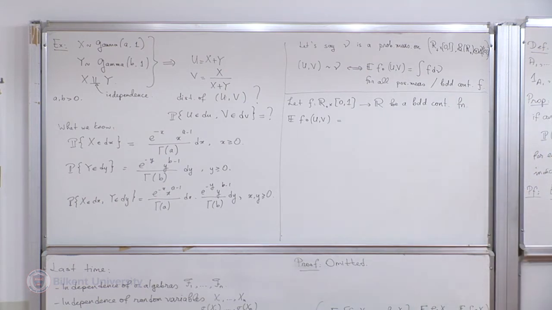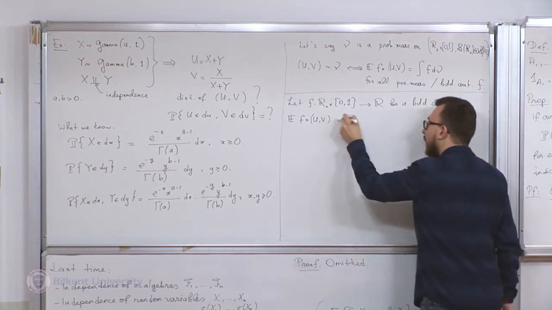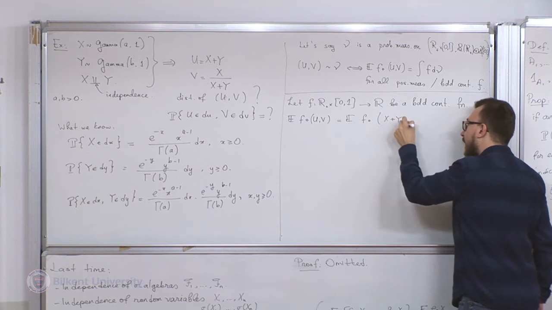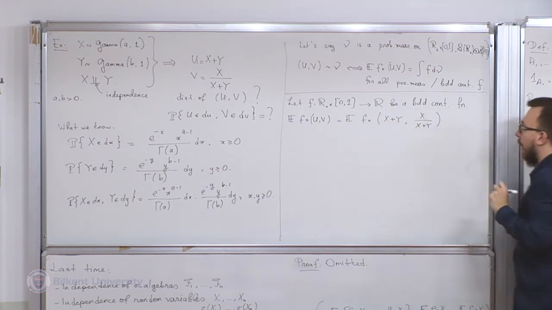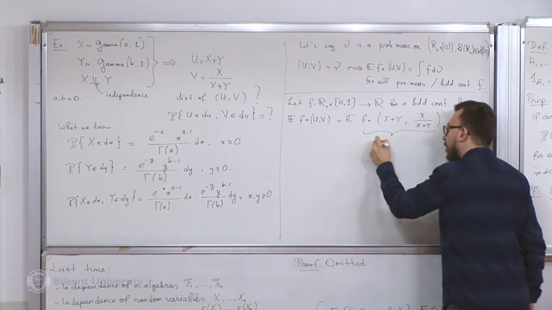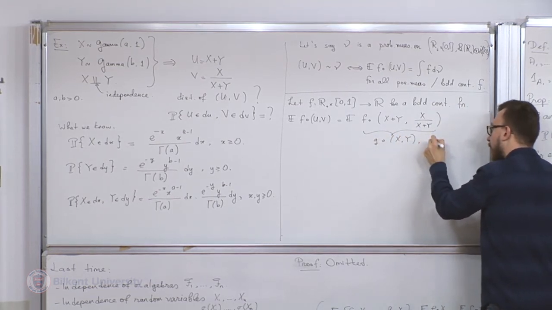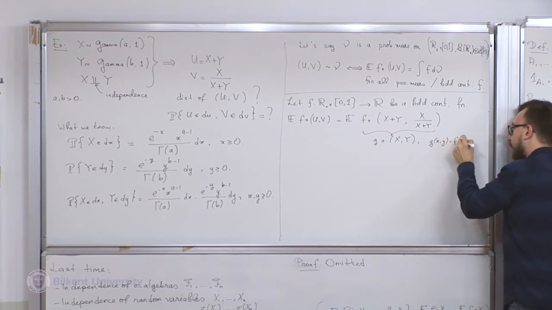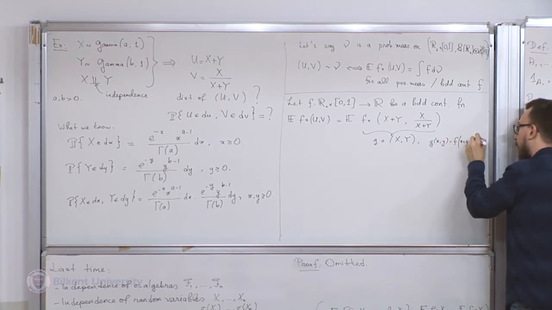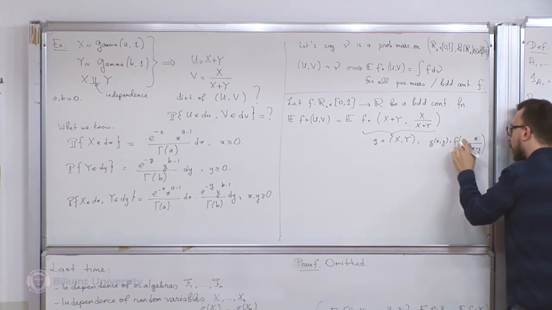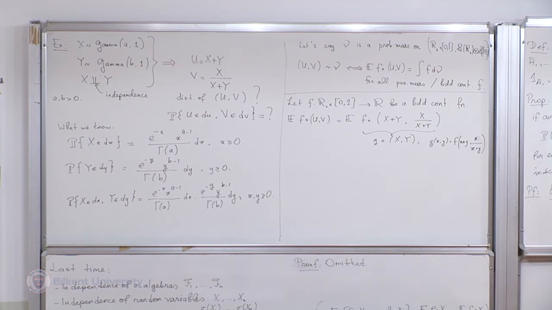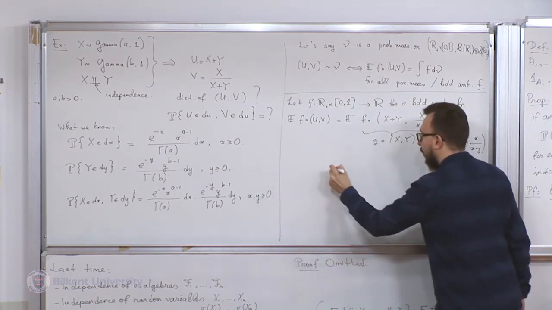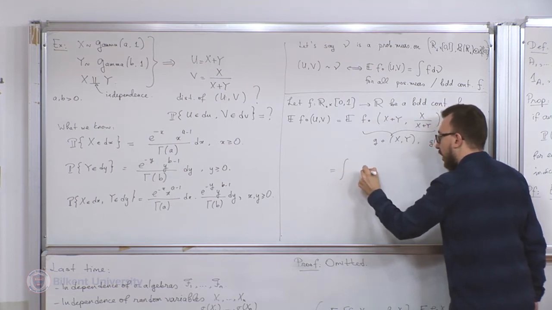We cannot evaluate this because we don't know the distribution of uv. But we know what u and v are. We can see it as x plus y and x over x plus y. So I can now see it as g of x and y, where g of x, y is f of x plus y, x over x plus y, right? Why did I do that? Because now I know the distribution of xy. I know the distribution of xy, it's here. So we can evaluate this, right?